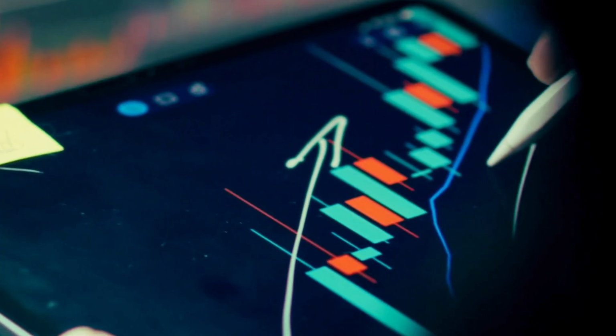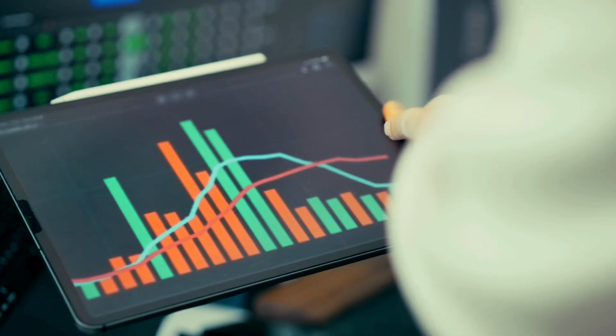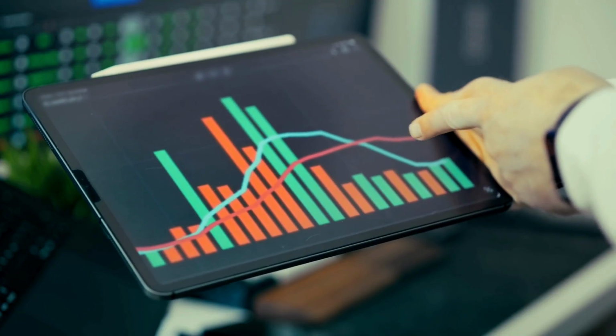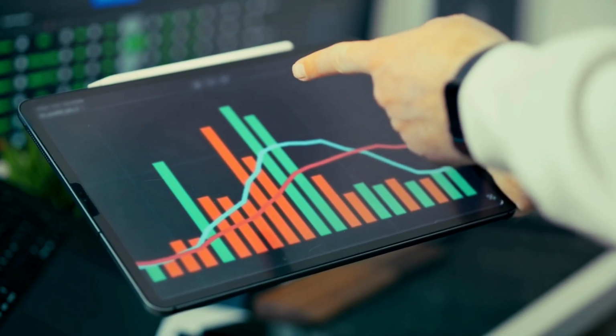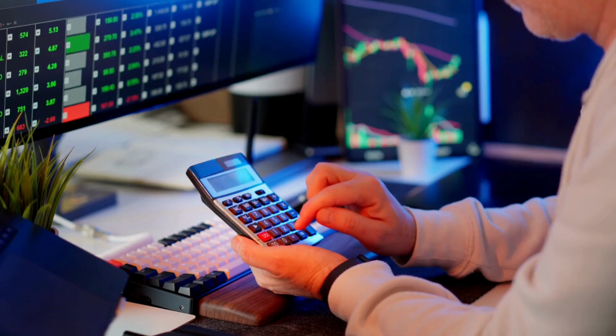Now let's talk about volume. Volume tells you how many shares were traded during a specific period. High volume often means there is strong interest in the stock. Low volume may indicate less activity. Many investors look at price and volume together rather than looking at price alone.